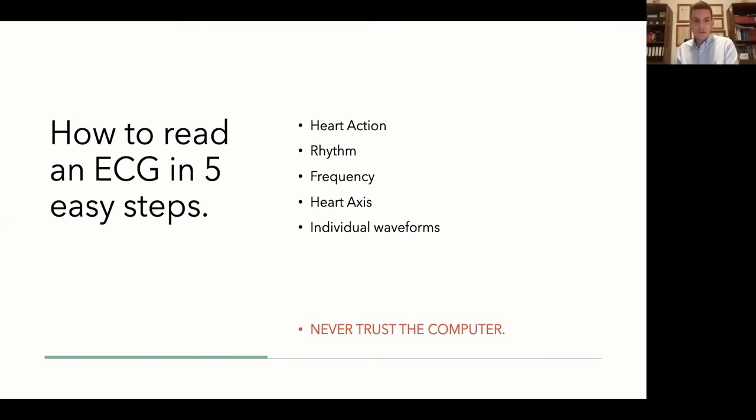So keep in mind, heart action, rhythm, frequency, heart axis, and individual waveforms are the 5 steps you need to see in order to distinguish any problems that might occur in the ECG, from something mainstay like atrial fibrillation up to pericarditis, myocardial infarction, anything you can read if you follow those 5 rules.